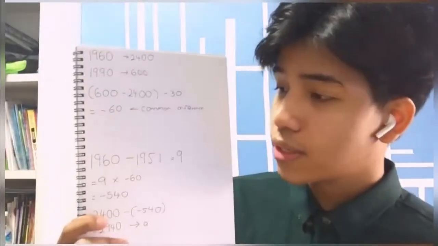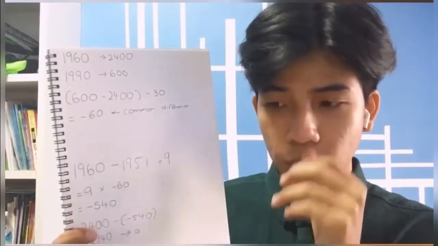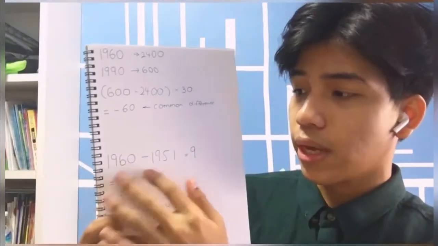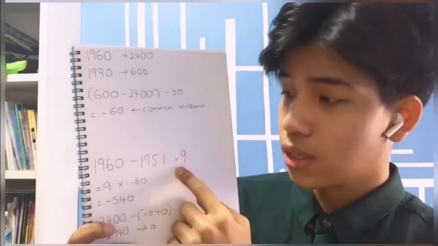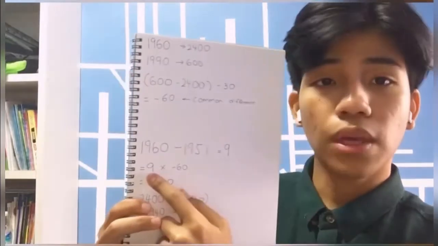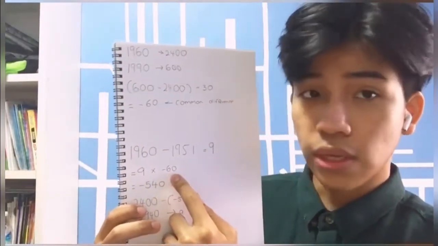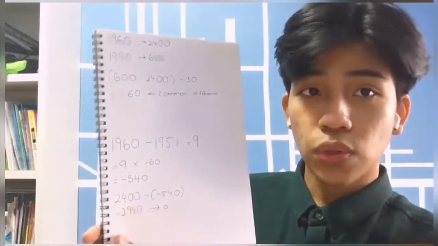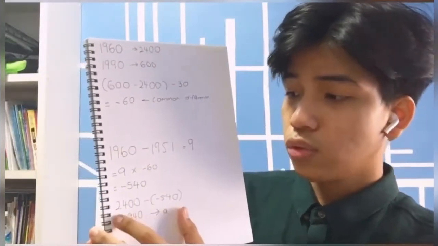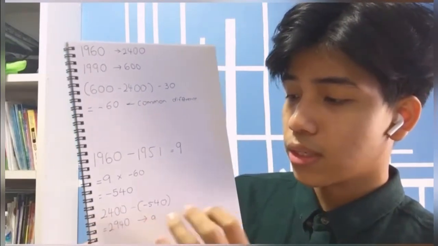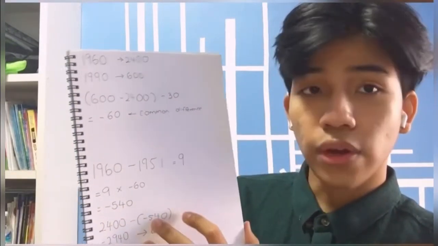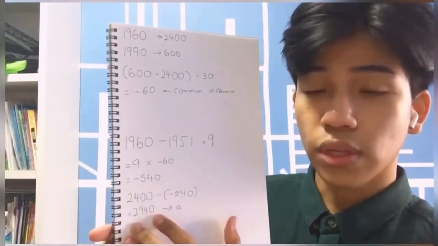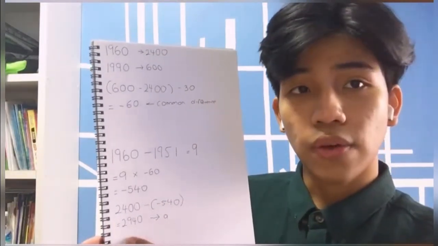Next is how to find the value of a. The gap between 1960 and 1951 is 9 years. So 9 years is multiplied by negative 60, which is the common difference, and I get negative 540. To get the value of a, 2,400 minus negative 540. So I get 2,940. So this amount is a.